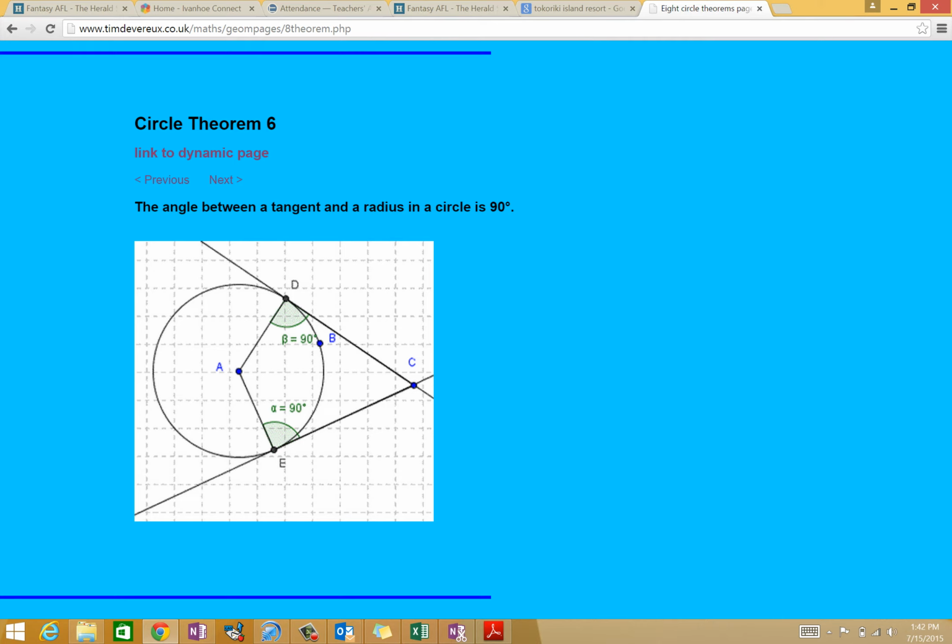Okay, has anyone seen the tangent? If you do a tangent to anything, the tangent is always at 90 degrees. All right, for example, when we looked at linear equations and we looked at perpendicular, they were actually what we call tangents.